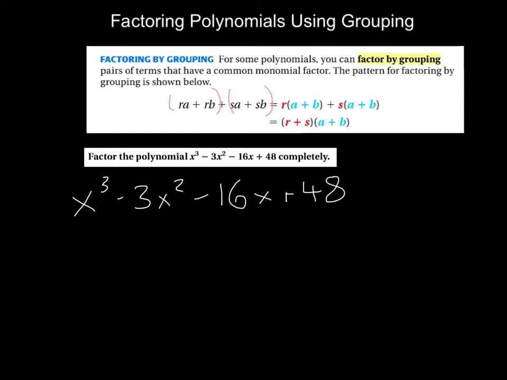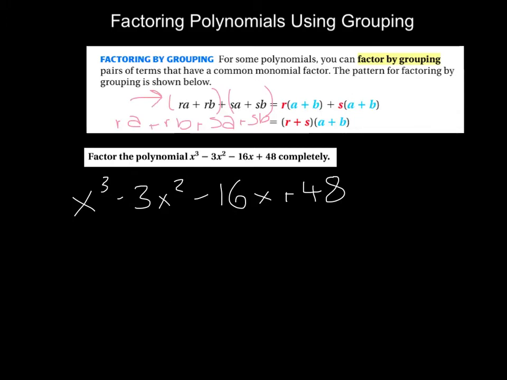We're left with R times A, which gives us RA. R times B gives us RB. S times A gives us SA. And S times B gives us SB, which is exactly the original expression that we started with.